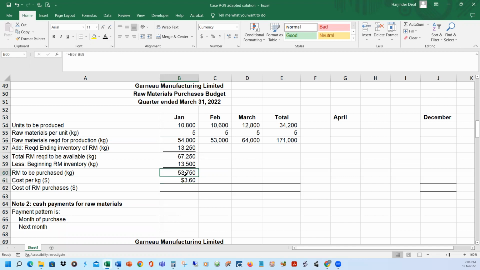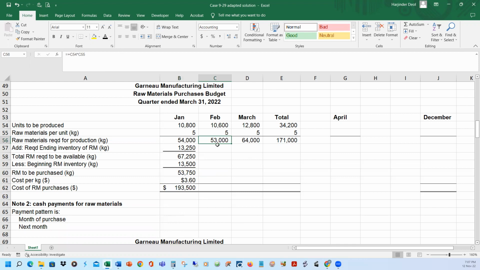We multiply 53,750 with the $3.60. The dollar cost of inventory purchases to be made in the month of January works out to $193,500. And then the process continues.